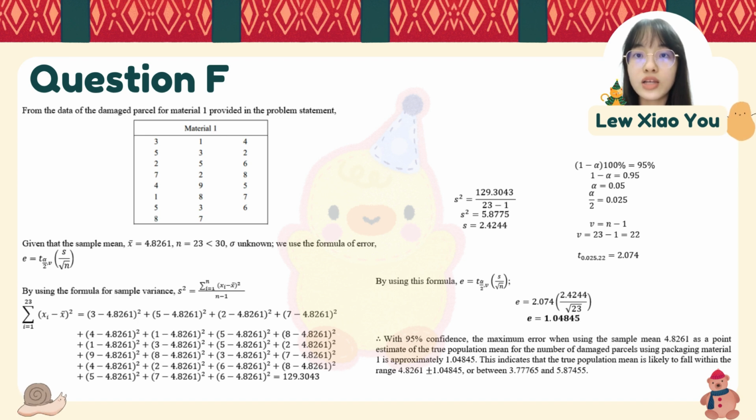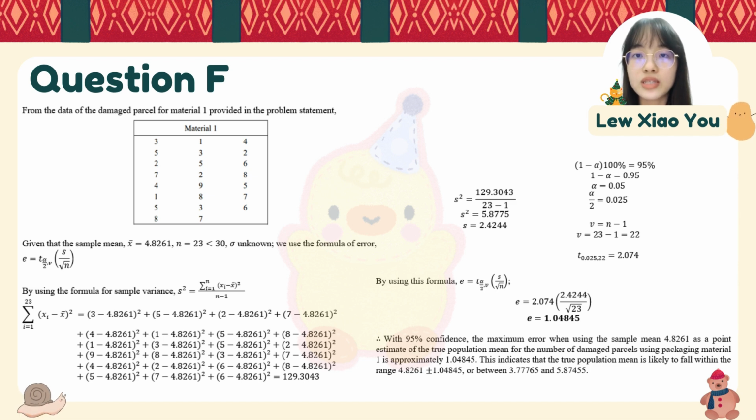We use this formula for the sample standard deviation and hence we get a value equal to 129.3043. Since 95% confidence level is chosen, alpha is equal to 0.05. Therefore, the critical value 2.074 is determined based on the degree of freedom 22 from the t-distribution table. By applying the formula of error, we substitute the value of critical value, sample standard deviation, and sample size into the formula. Hence, we get a value for the maximum error which is 1.04845.